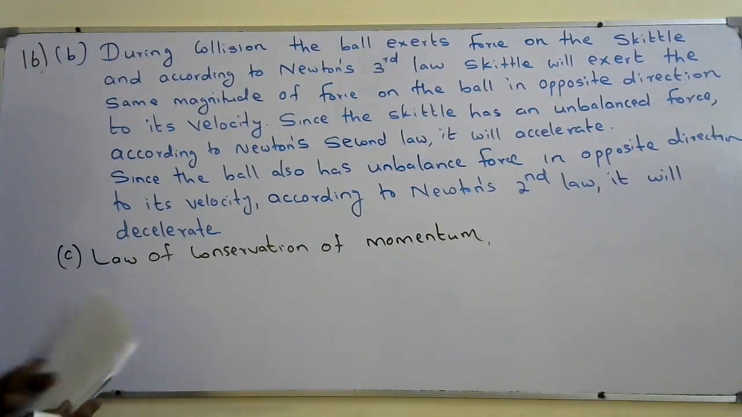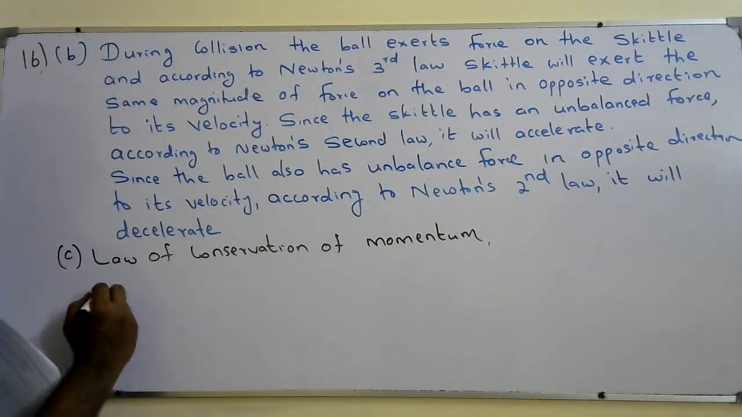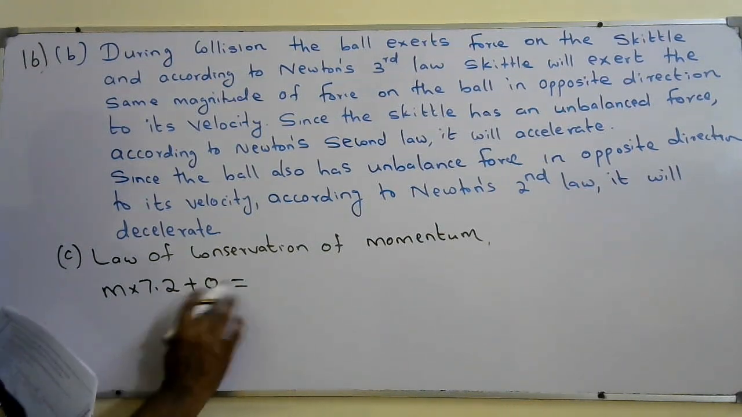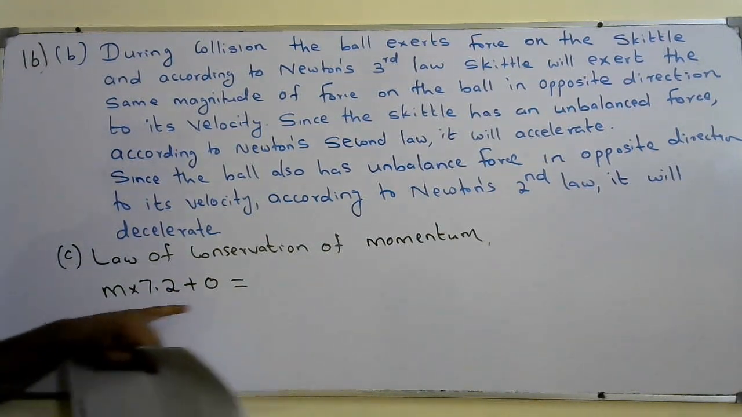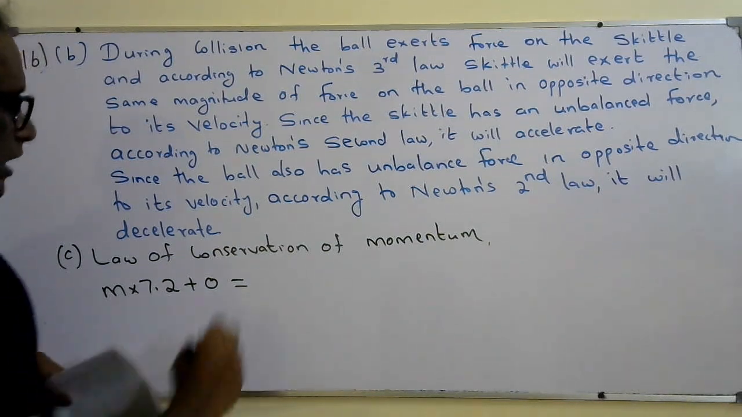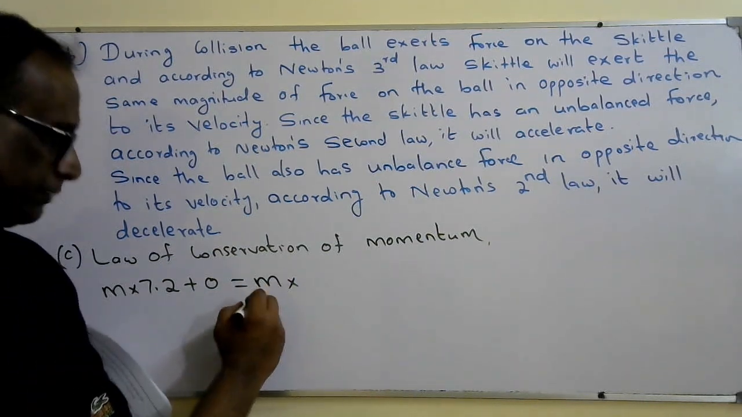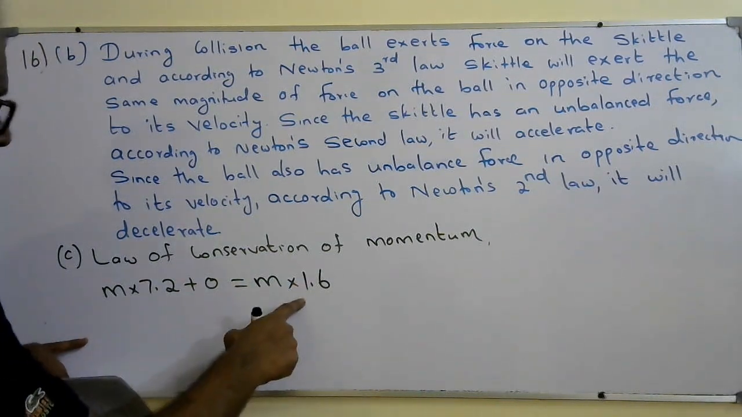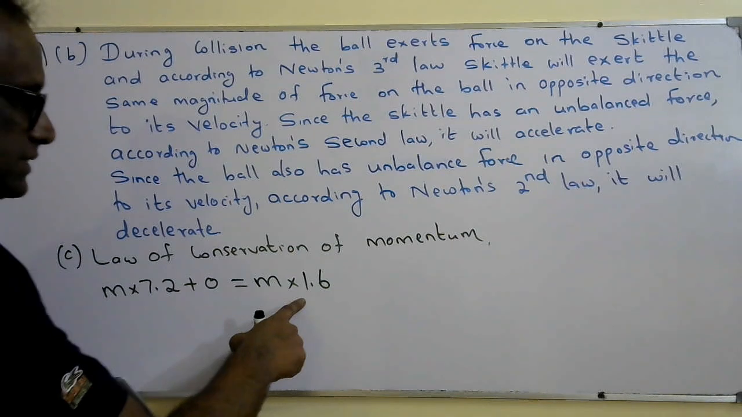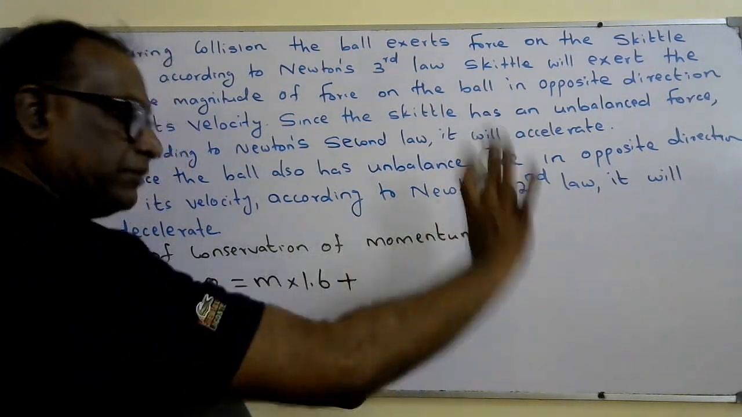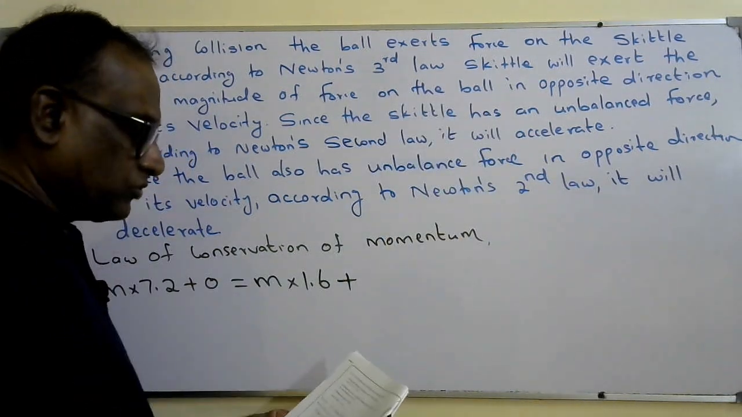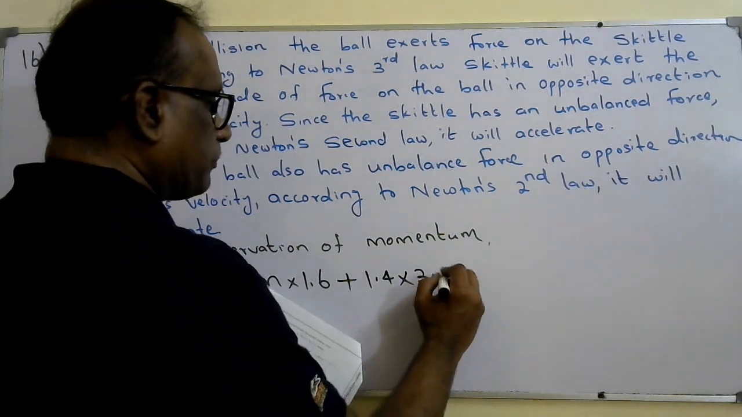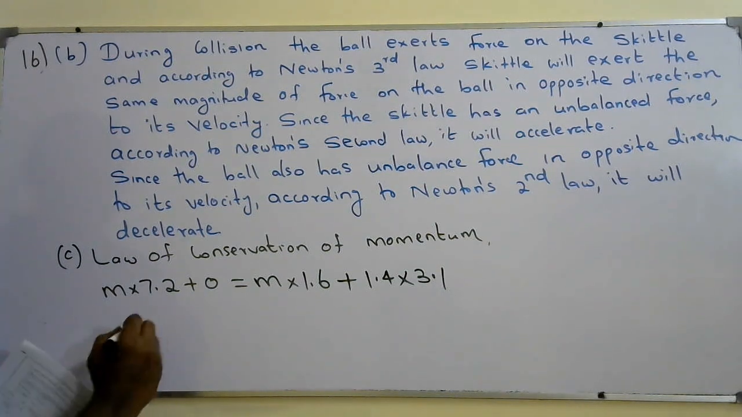So before collision, mass of the ball we don't know, velocity was 7.2, the skittle was at rest, so mass into velocity 0 for skittle before collision. After collision, mass of the ball is m remaining same, the velocity is same direction as earlier, so both positive, same direction, 1.6. The skittle also moving in the same direction, so that also will be a positive quantity. So mass of it is 1.4 into its velocity 3.1. Solve it and find the m.